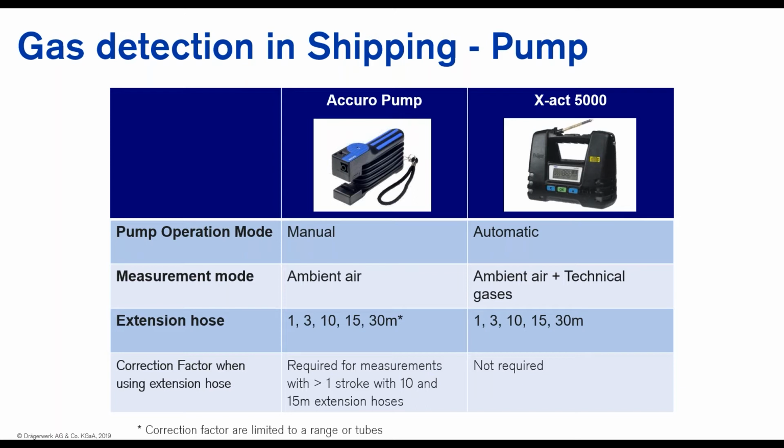So with all that, the XF5000 is still very advantageous compared to the Accuro pump in terms of taking measurements. Using a high number of strokes, it reduces the measurement time. At the same time, for the extension hose, you don't need to apply any correction factor.